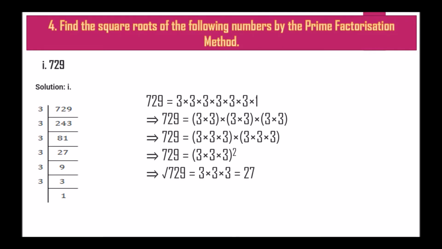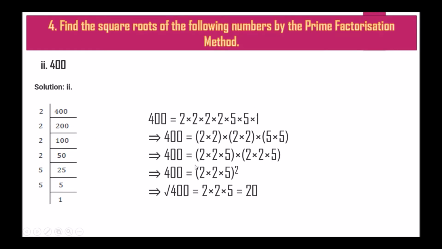Fourth question, find the square roots of the following numbers by the prime factorization method. So 729. With the help of prime factorization we can find the square root. So 729, we can divide it with 3. So 243. Again with 3, then 81. Again with 3, then 27. Again with 3, that is 9. Again with 3, that is 3 and 1. So 729 equals to 3 into 3 into 3, that is 27.